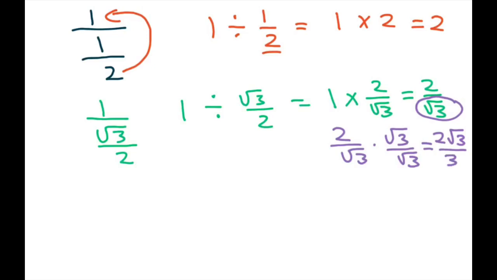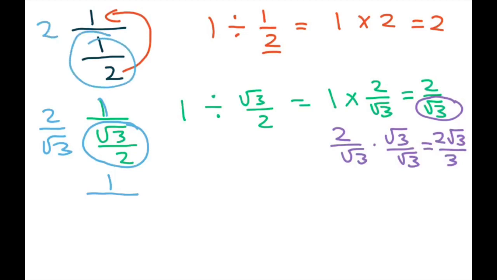Okay, the next one is 1. And again, all you had to really do is flip this. When you have a 1 here, all we had to do is flip this. So we would have written this as 2 over square root of 3. This one we could have flipped and just written as 2 divided by 1.